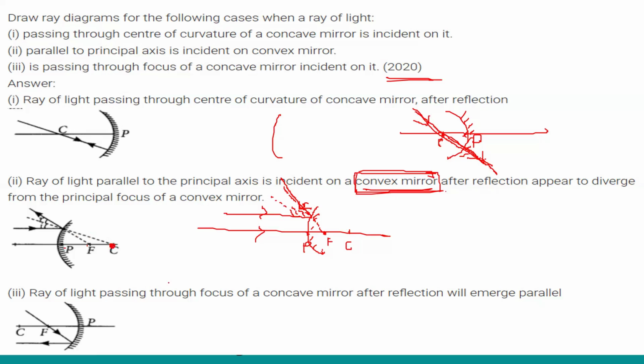A ray of light passing through the focus of a concave mirror, after reflection, will emerge parallel. So here the ray passes through the principal focus. This is the center of curvature and this is the principal focus. This is a concave mirror. In a concave mirror, light converges. If rays go like this, at this particular point two rays will meet. So this is a converging mirror.